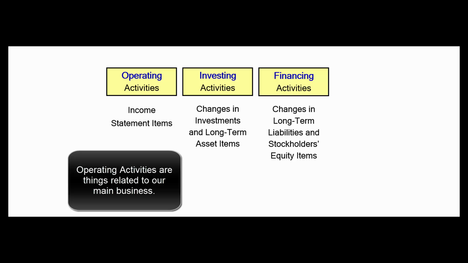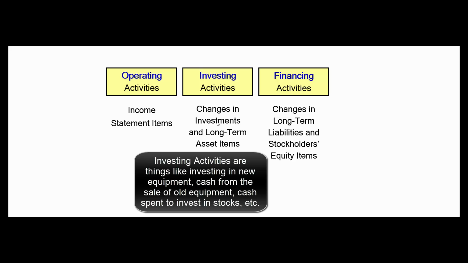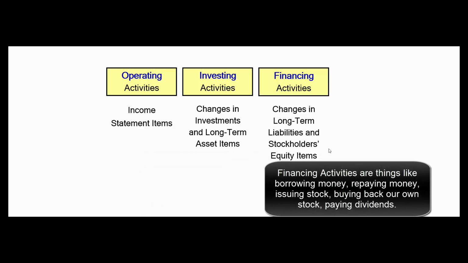So that's all there is to the statement of cash flows. Where students often get confused is differentiating between operating activities. That's stuff that relates to the income statement. Investing activities, that's buying new equipment, buying a new building, buying new land, or cash received for the sale of an old building, old equipment, or old land. Maybe we invest in some stocks, that's cash out. Maybe we sold some stocks, that's cash in. Financing activities are things like borrowing money, paying back that money, issuing stock, buying stock, or paying dividends.